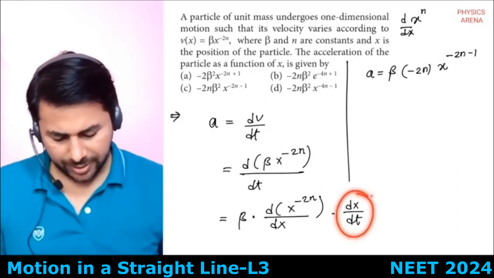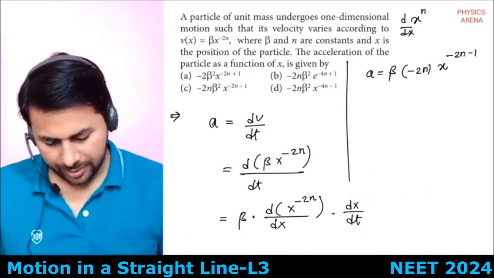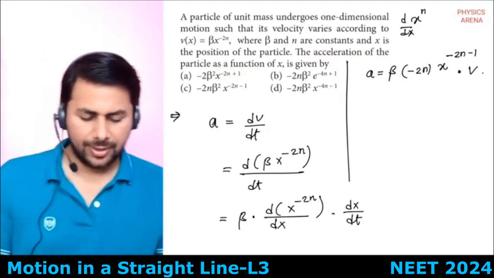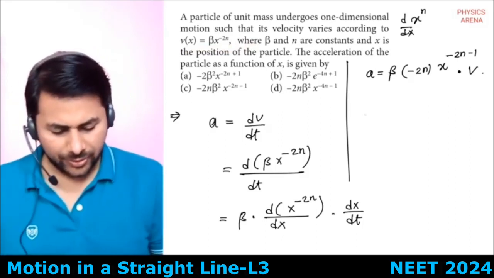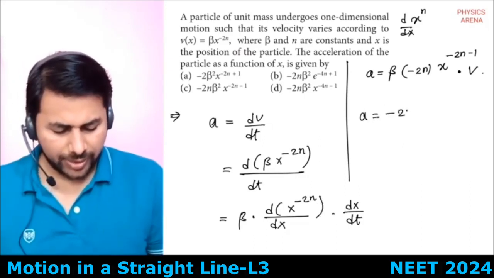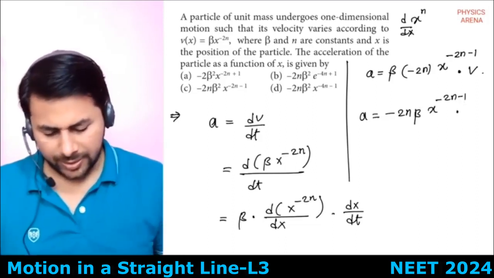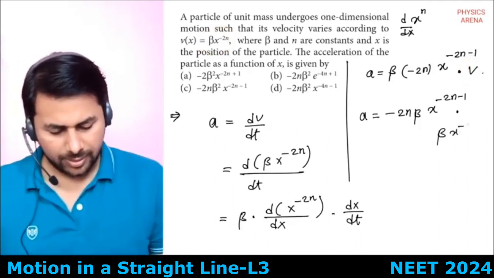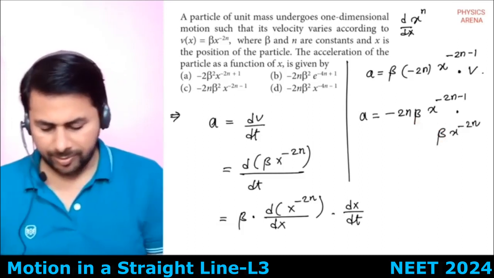And then you have dx by dt, but dx by dt is just velocity. And ultimately what do you want? You want acceleration in terms of x. dx by dt is velocity. But you have velocity in terms of x. So this is good, right? So you have a is equal to, I can say, minus 2n beta x raised to minus 2n minus 1, and velocity is beta x raised to minus 2n. So beta times beta will be beta square.